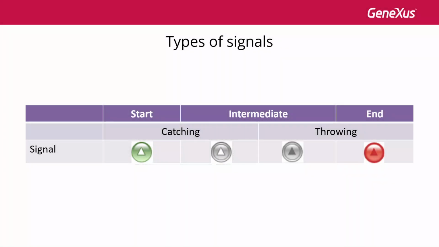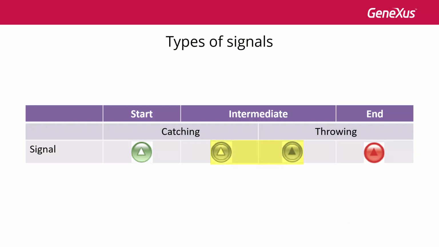A start signal event allows a process to start when a signal is received from another part of the process, or processes hierarchically related to the process where it's defined. For this reason, they're always of catch type. When a process flow ends, a signal event of end type allows sending a signal to another part of the process or processes hierarchically related. They are always of throw type.